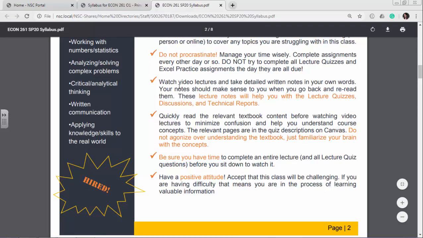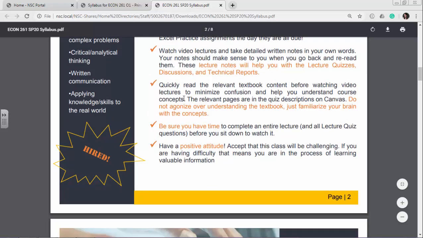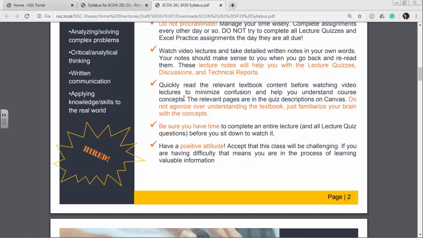This is just telling you kind of what to do while you're watching lectures. Make sure you're taking notes in your own words so you can go back and use those when you're doing your quizzes and your discussions and your technical reports. The textbook is not central in this class. It's kind of like a useful external resource.